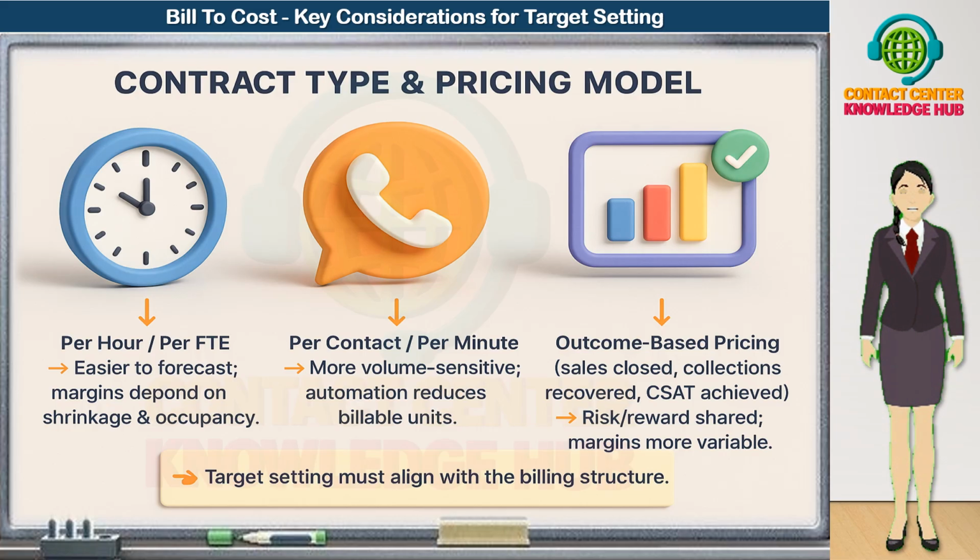Third, outcome-based pricing. This includes models tied to sales closed, collections recovered, or CSAT achieved. In this case, the risk and reward are shared between the vendor and the client. Margins can be higher, but they are also more variable depending on performance. Key insight: target setting for build to cost must always align with the pricing structure of the contract. Because how you are paid directly shapes how you manage efficiency, staffing, and profitability.